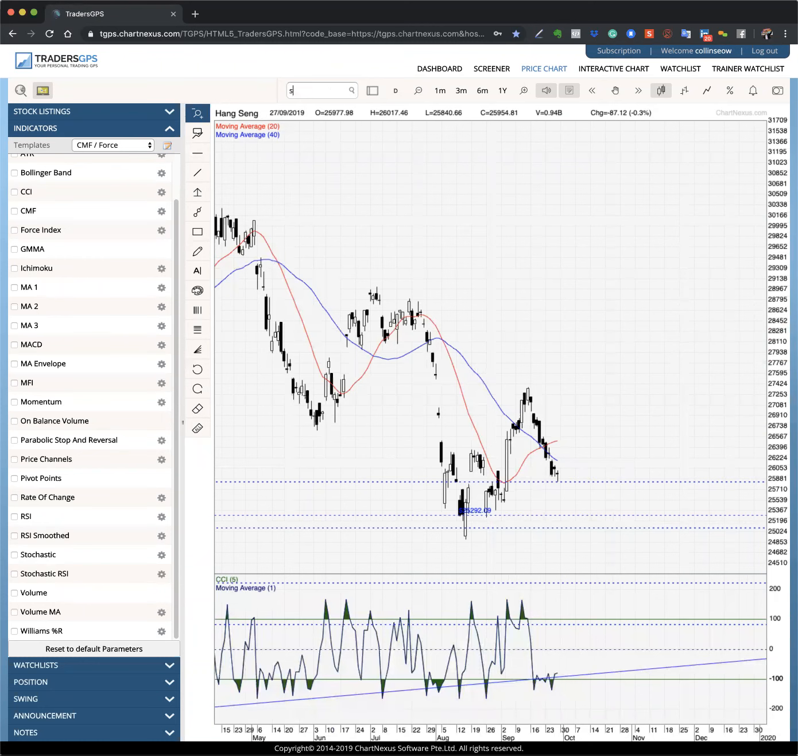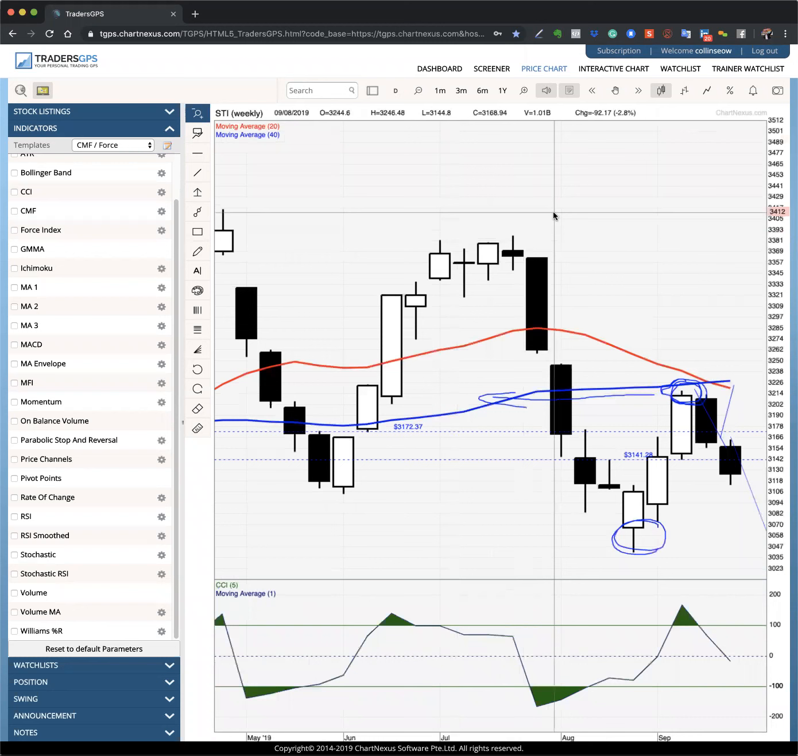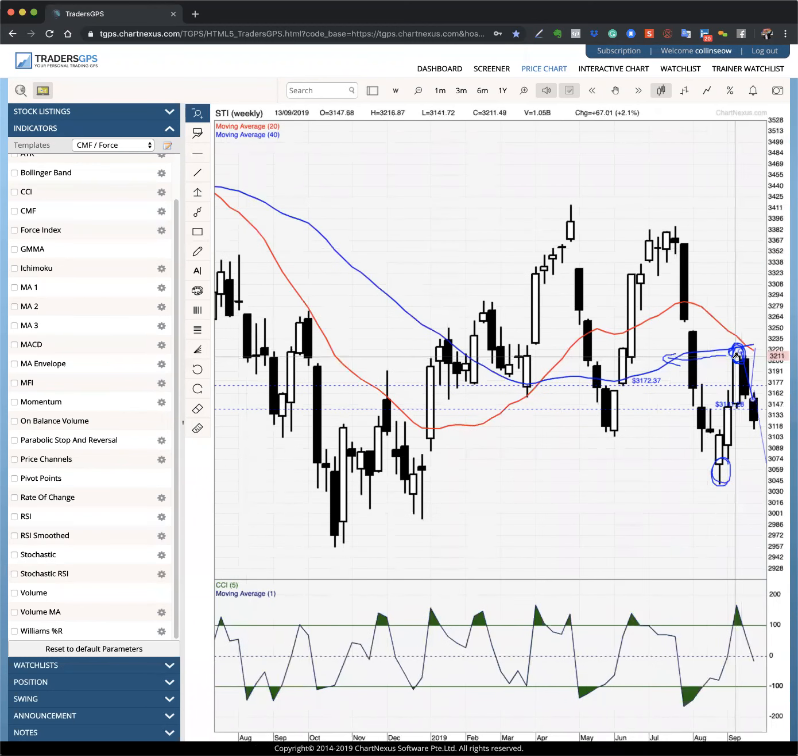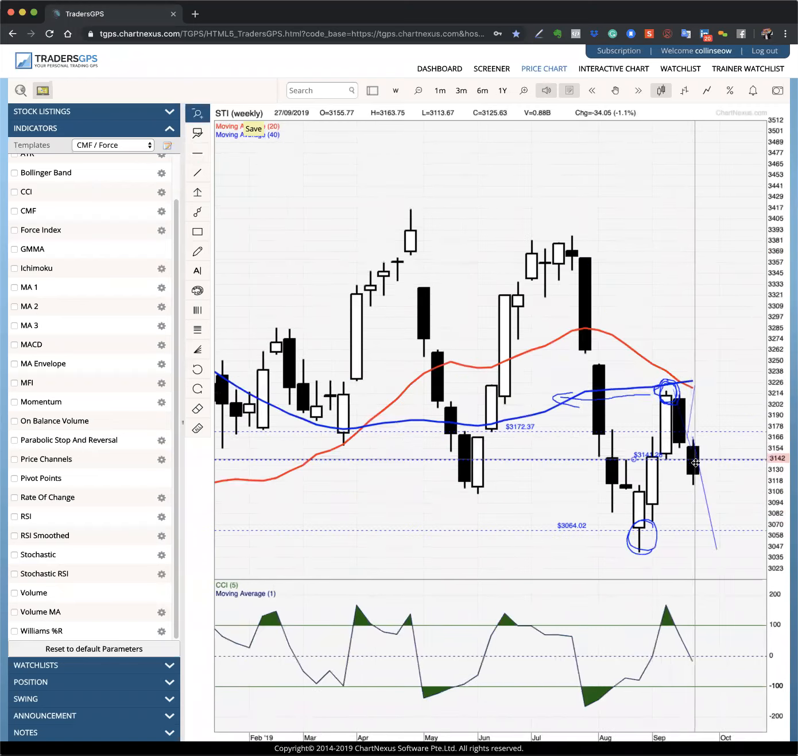Next, we look at STI. STI is quite similar. Looking backwards, we have this high. All these stocks didn't make a new high, and our price is coming down. So right now we're testing the low of here.